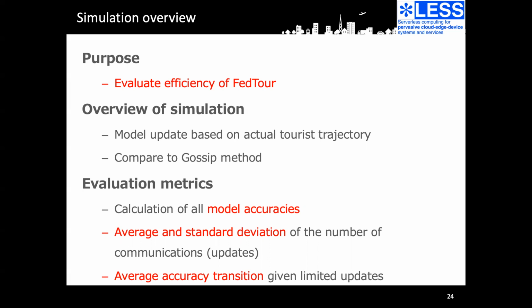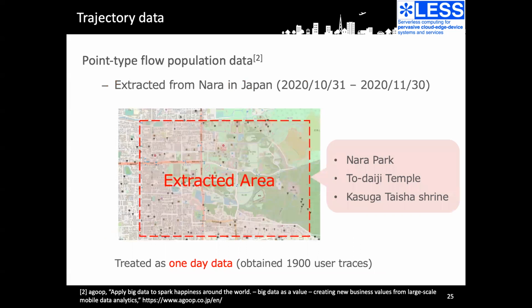We also checked the average accuracy transition when the limit of communication count was changed. We used point-type flow population data as trajectory data and extracted an area including Nara Park, Todaiji Temple, and Kasuga Taisha Shrine in Japan. Trajectory data was sparse and included only a few percent of the actual trajectory. So, we obtained 1,900 users' data, using 1 month of trajectory data as 1 day of data.